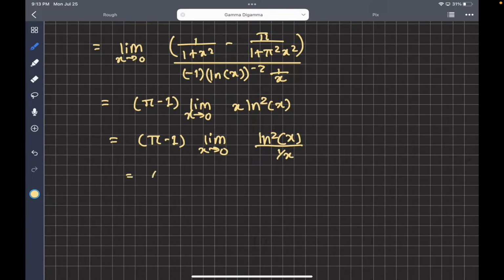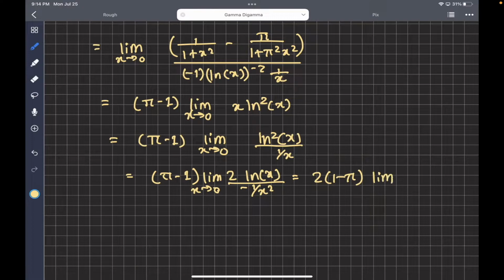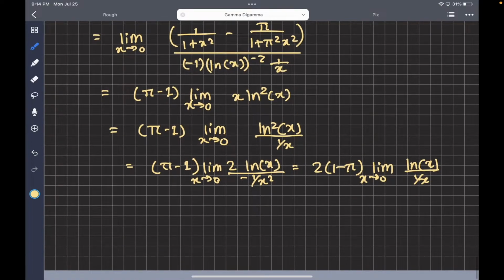And we can really evaluate this. 2 times natural log of x over minus, I think, 1 over x squared. Yeah, limit as x goes to 0. We can again do L'Hopital's rule. 2 times 1 minus pi, limit as x goes to 0 of natural log of x over 1 over x.